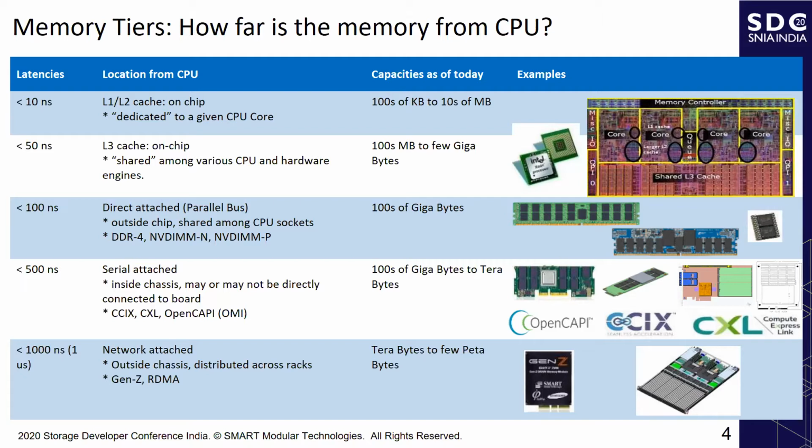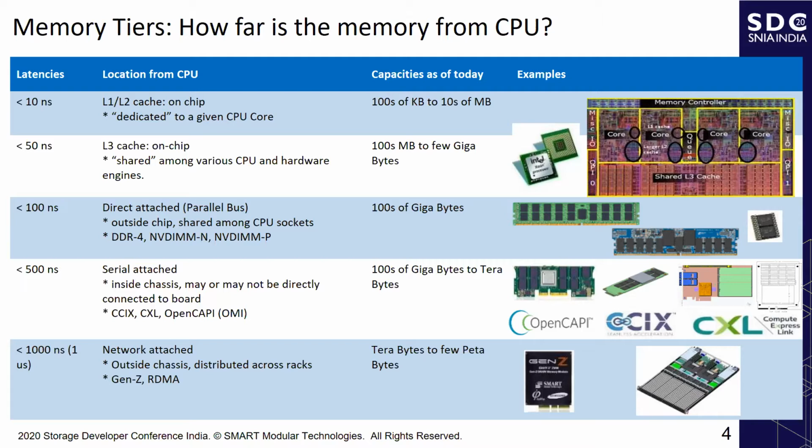So what next? There is a trend to move to serial attached interfaces. These are PCIe based, like the CCIX interconnect, CXL, or OpenCAPI, which uses an OMI based interface. The memory is again connected on the PCB, but sits far away from the CPU sockets, so you have room to connect more memory modules on the same server.